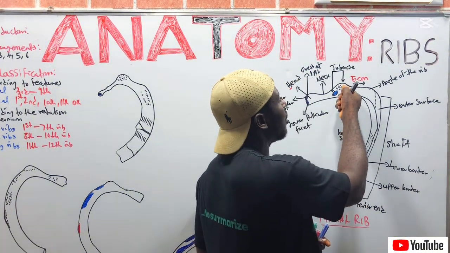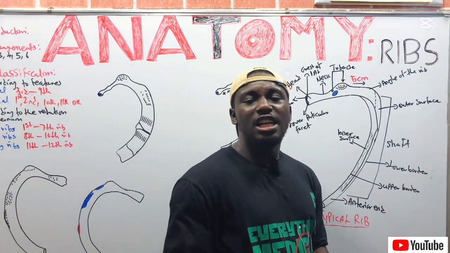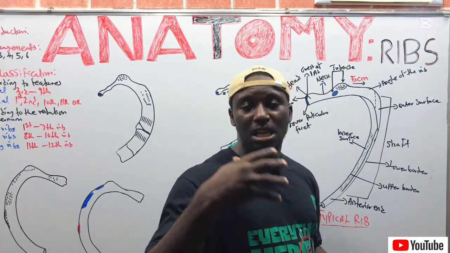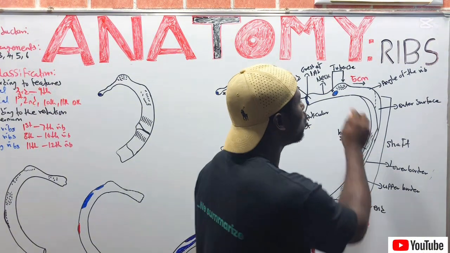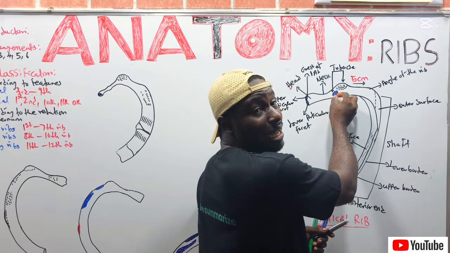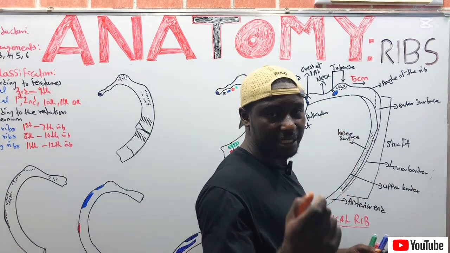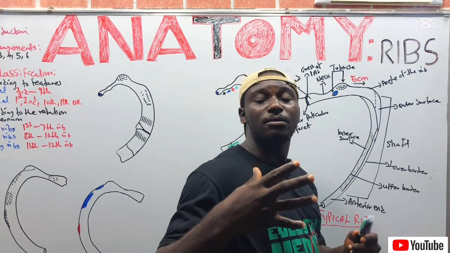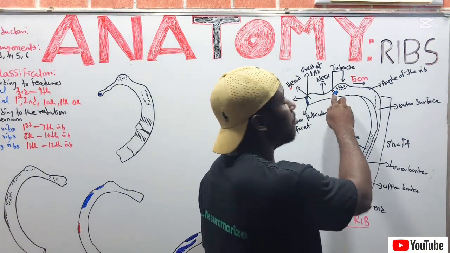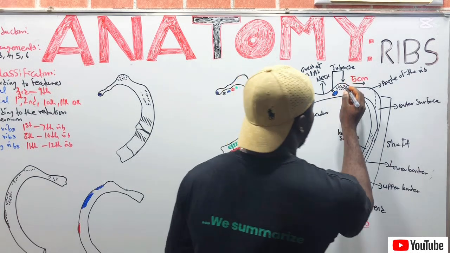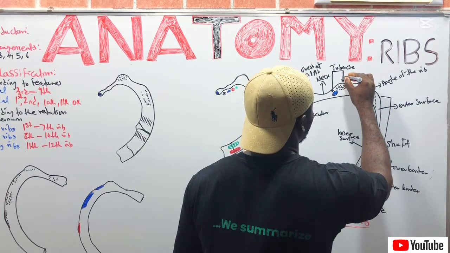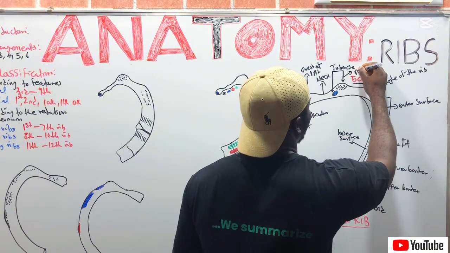Whereas the lateral non-articular part, what does it do? It is rough and provides attachment of the ligament. This one is rough, which is the lateral non-articular part, whereas the medial articular part forms an oval facet which articulates with the transverse process of the corresponding vertebra. So this is the tubercle.